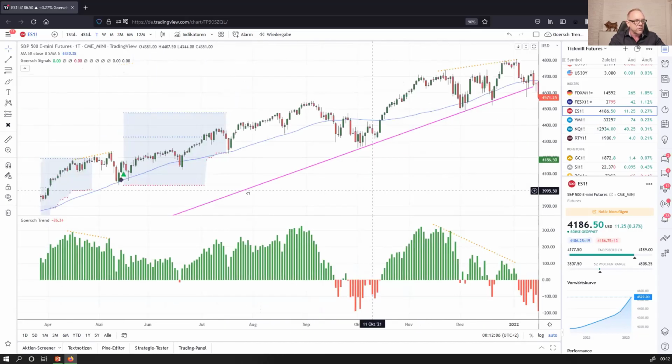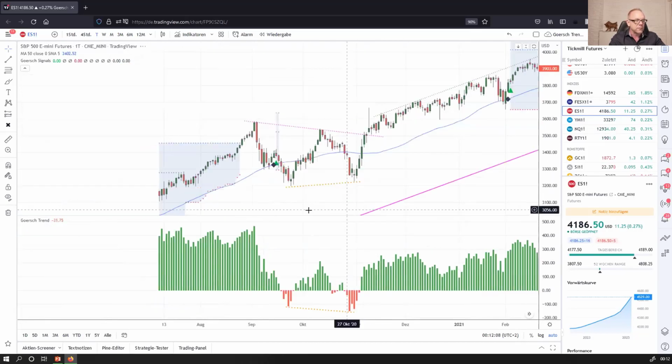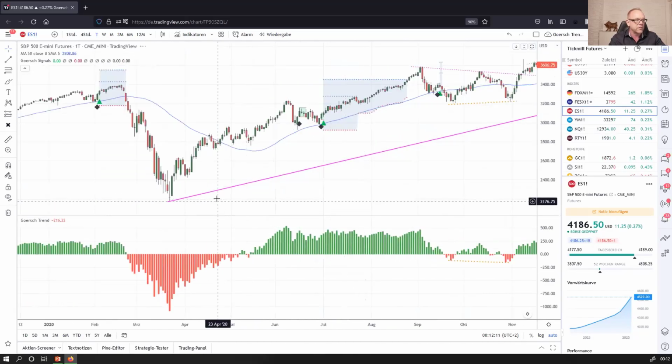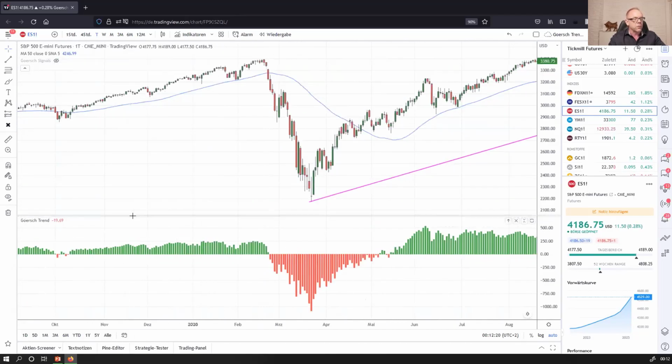So if we take a look in the history, I'm just going to show you very quickly how it works. What's important is to always check at first, is the market in an uptrend or in a downtrend?